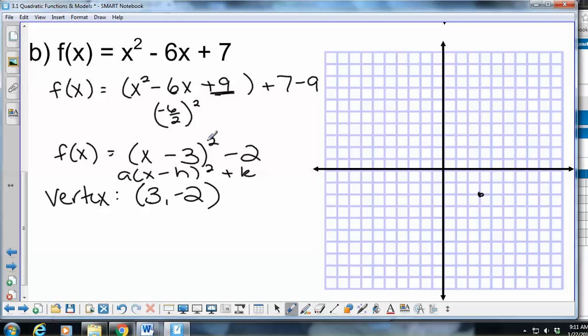And then you could pick additional points. You could do transformations if you're more comfortable with that. We focused a lot on transformations this year. Just a review from yesterday, if you started with your parent function, you would move each point right 3, down 2. So we see we get the same graph.